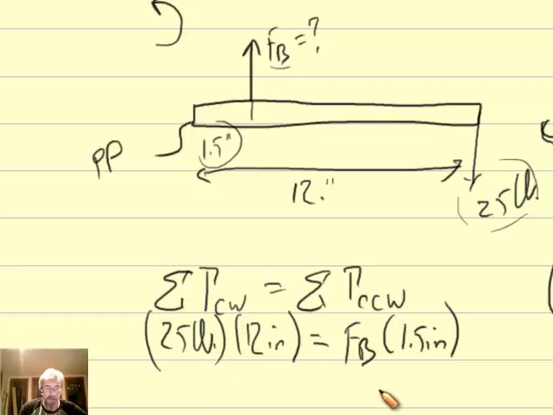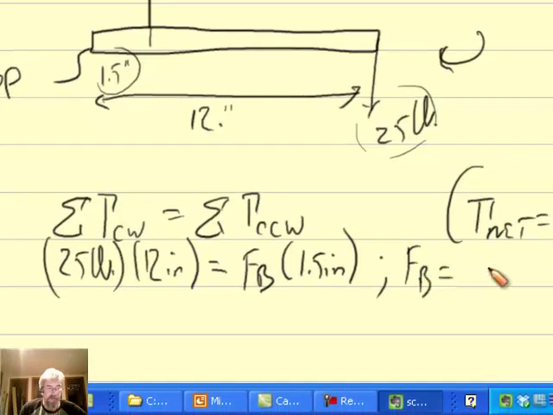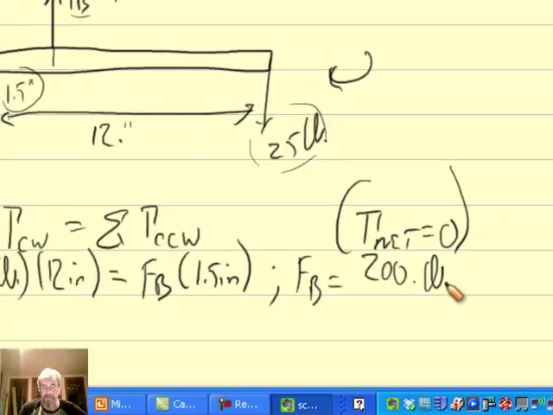Well, now I have a very easy problem to solve. I just divide both sides by 1.5, the inches cancel out, and I find that the force that the bicep would have to exert is 200 pounds to lift this weight.